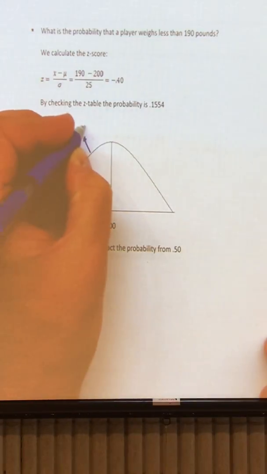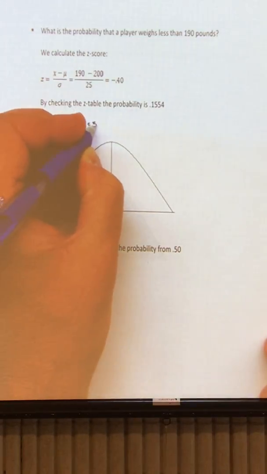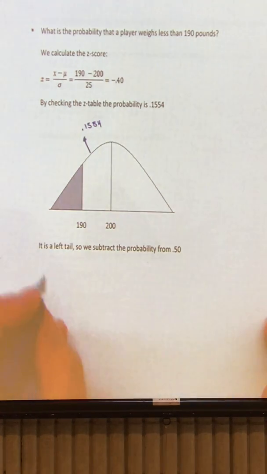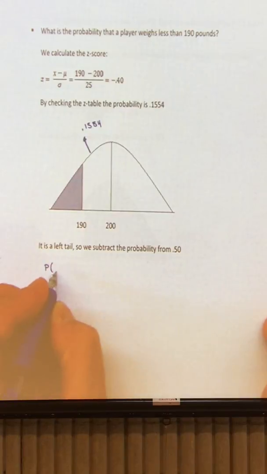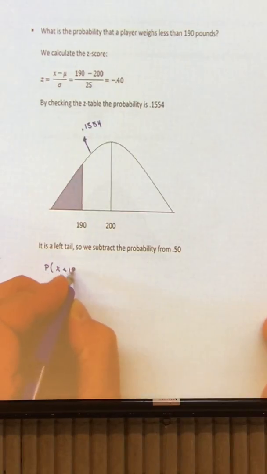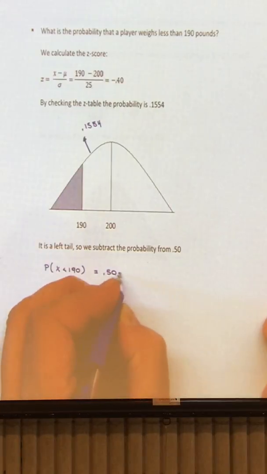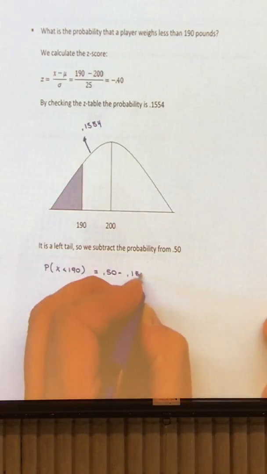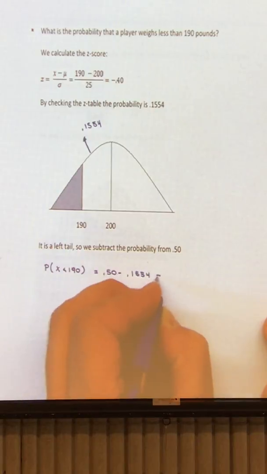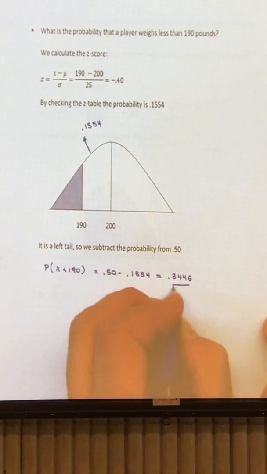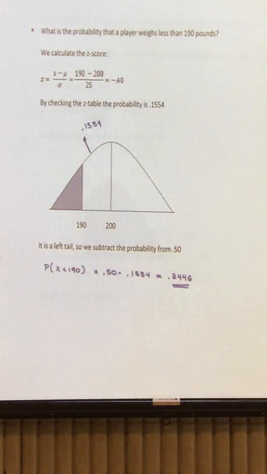So this is the probability between 190 and 200. So for the tail, it is a left tail, so we have to subtract the probability from 0.5. So 0.5 minus 0.1554, which is 0.3446. So this is the solution for problem number 5.